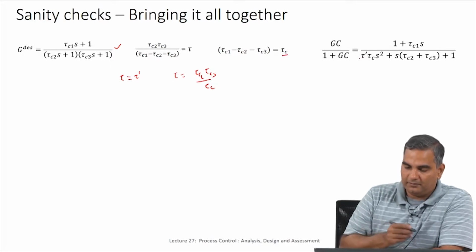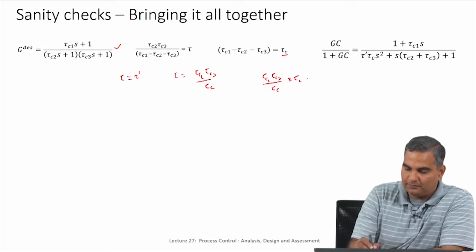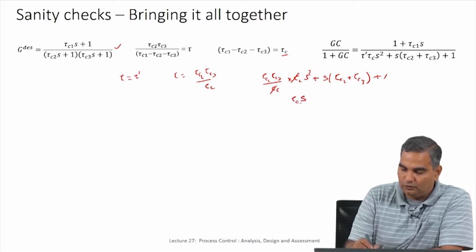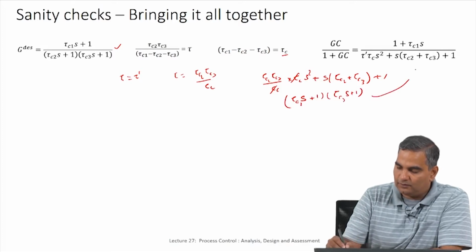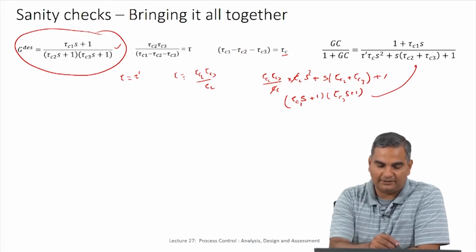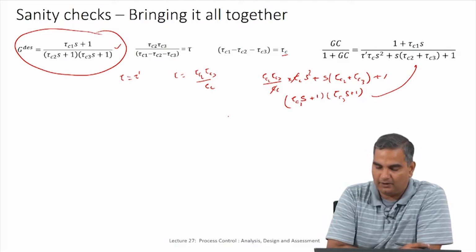So if tau prime is tau, then if you take the denominator of this, tau prime is going to be tau C2 tau C3 by tau C times tau C s squared plus s into tau C2 plus tau C3 plus 1. So, this and this will get cancelled. Now, you can write this as tau C2 s plus 1 times tau C3 s plus 1, which is what will go here, which will be your G desired. So, if this tau prime is exactly tau, then we get the G desired that we started working with, right.